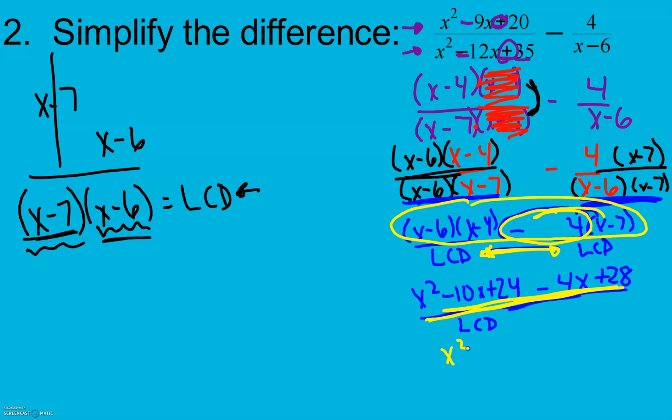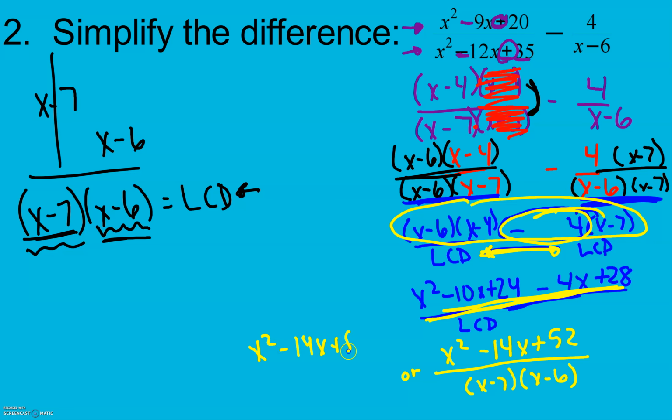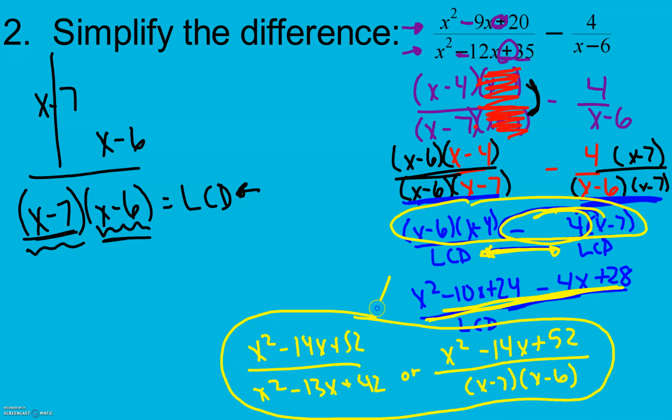Combine like terms, x squared minus 14x plus 52 over that common denominator, which we said was x minus 7, x minus 6. Or you can multiply that out. x squared minus 13x plus 42. Either one of these I would have taken. We do want to try and factor, multiply to 52, but add to 14. There is nothing that works there, so we cannot factor that numerator to try and simplify it any further.